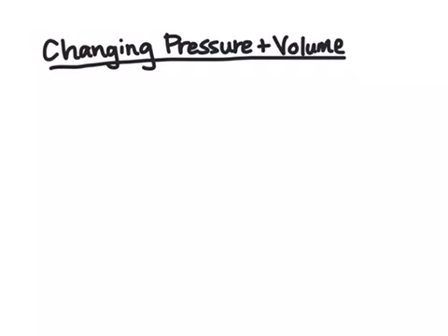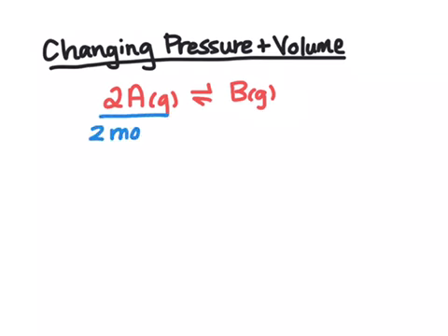And the last stress we'll look at is changing pressure and volume. This only works for gases. So I'm going to use a model equation. So I'm going to do 2A gas molecules in equilibrium with 1B gas molecule. So one thing to note that's really important is the number of moles of gas you have. So we have 2 moles on our reactant side, 1 mole on our product side. 2 moles of gas takes up more space.